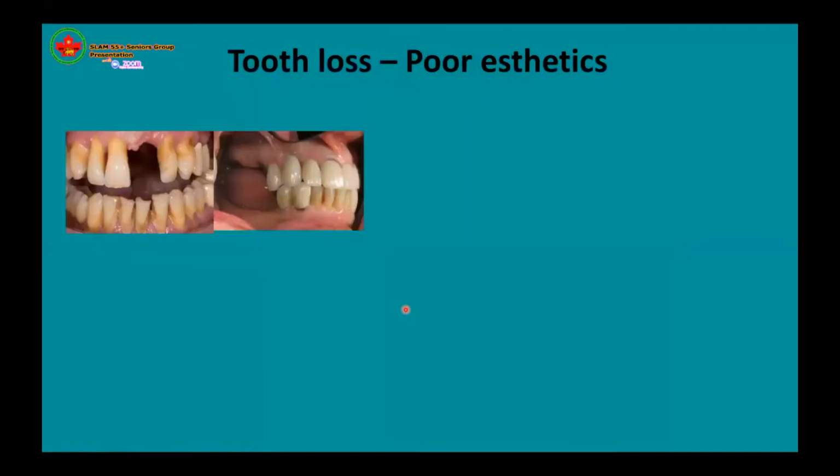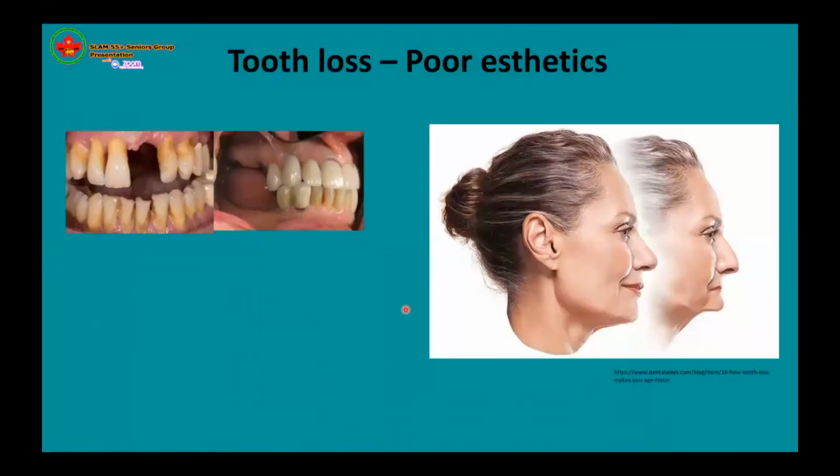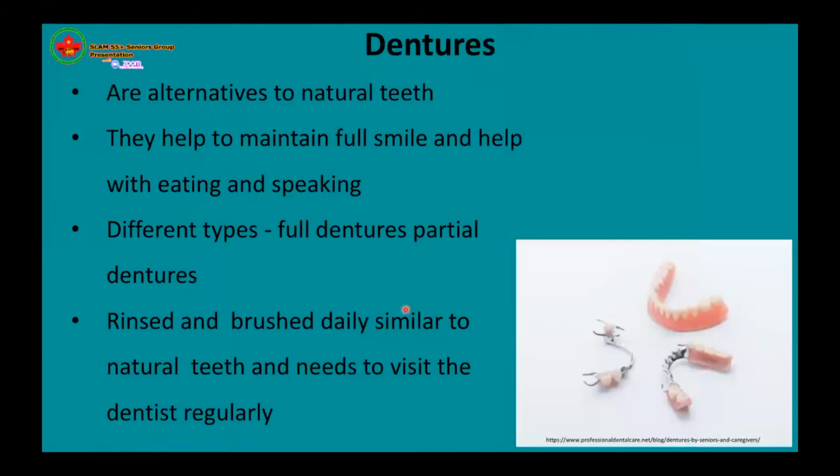Tooth diseases, gum diseases, and mucosal conditions can lead to tooth loss, and this can adversely affect the individual's facial profile. Dentures and implants are alternatives to natural teeth, which improve the facial aesthetic. They help to maintain a full smile and help with eating and speaking. There are different types of dentures: full dentures and partial dentures.